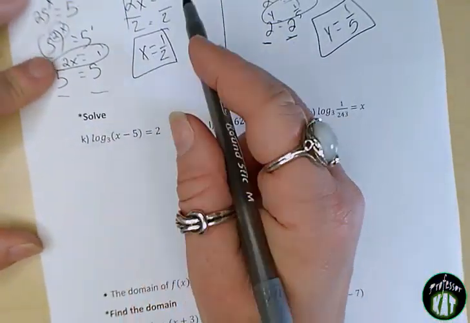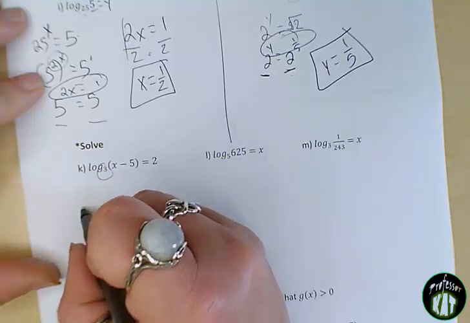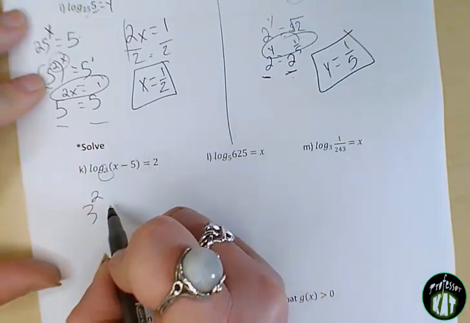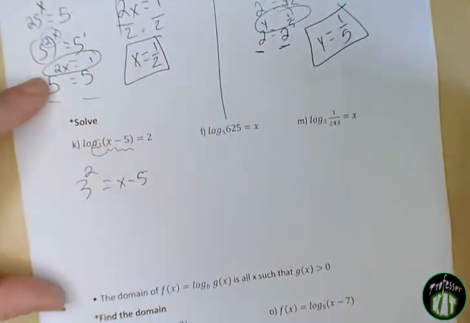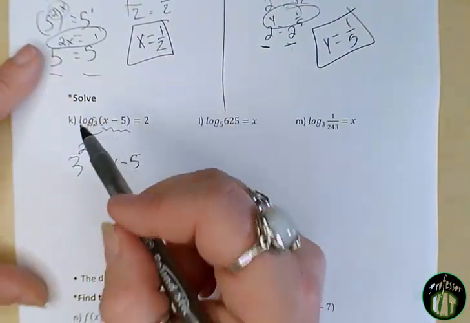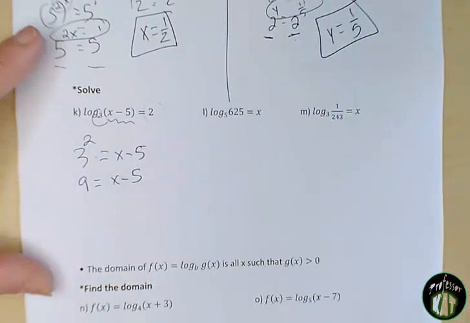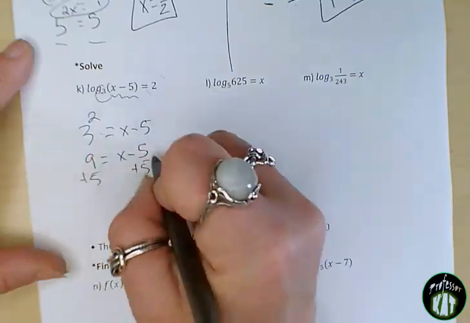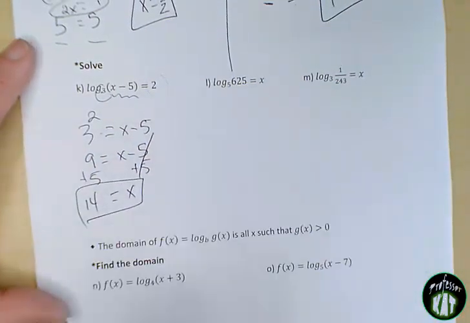So keep in mind, the same way that we've been doing for the last few examples, you're going to take your base and raise it to the power of y, which is a 2, and that is equal to the x, which is x minus 5. Solve this equation. On the left-hand side, we have 3 squared, which is 9. Drop down the right-hand side and solve that for x by adding 5 on each side. And we get that x is equal to 14.